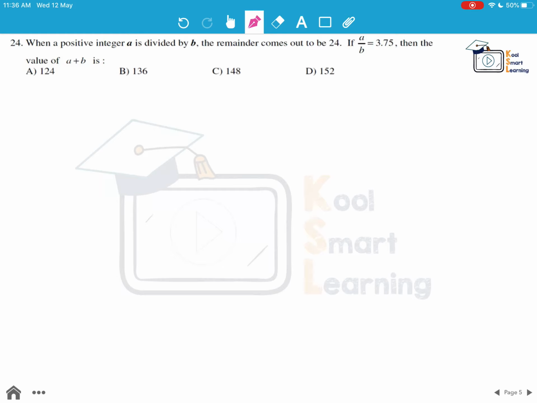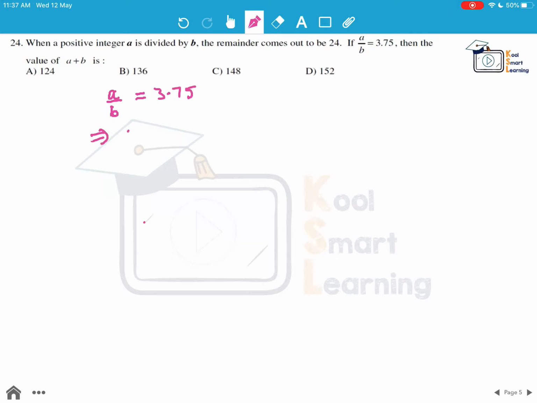Moving to the next question. When a positive integer a is divided by b, the remainder comes out to be 24. If a by b is given to be 3.75, then we have to find the value of a plus b. So first of all, a by b is given to be 3.75.